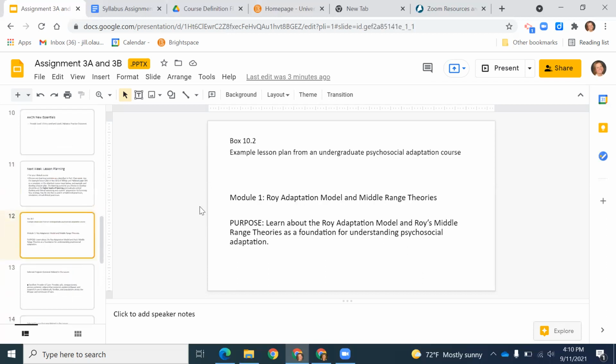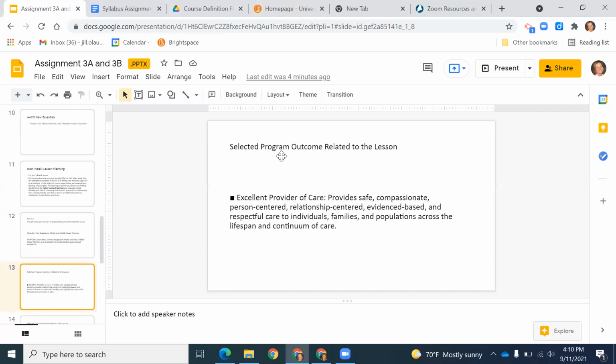outcome? So in box 10-2, it gives an example of an undergraduate psychosocial adaptation course, and the module title is here, and then there's a purpose to it. So I want you to mirror what is in this, but use your own course. So you'll title your module and give it a purpose, and then you'll select the program outcome related to the lesson. So that's how we're mapping back.